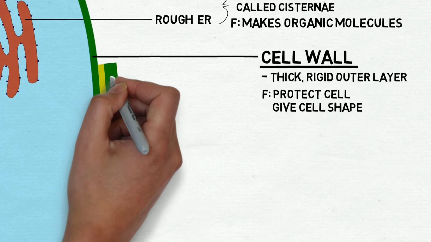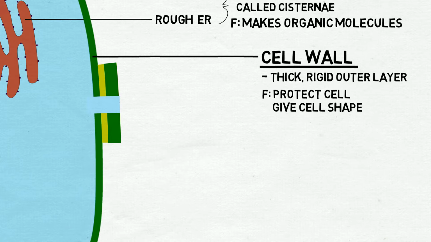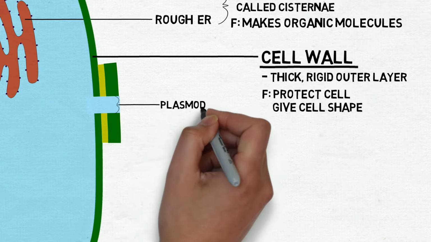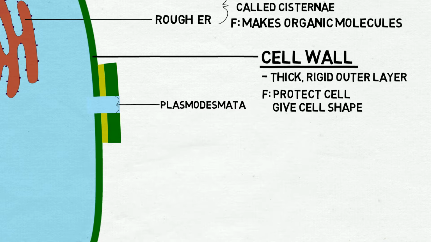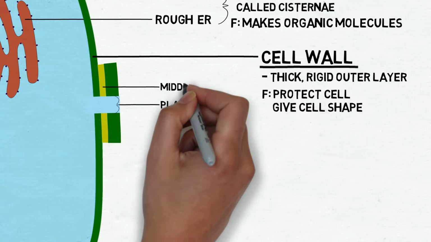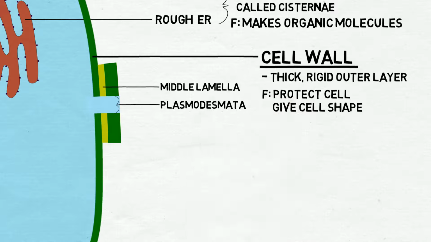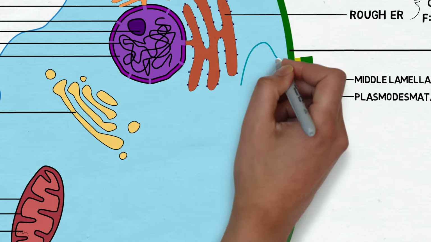Additionally, there are two other structures related to the cell wall. Plasmodesmata, which are small openings in the cell wall allowing adjacent cells to be connected via their cytoplasm to exchange substances. And the middle lamella, which is a thin layer of connecting material between the walls of two adjacent cells. From here we go to the vacuole.